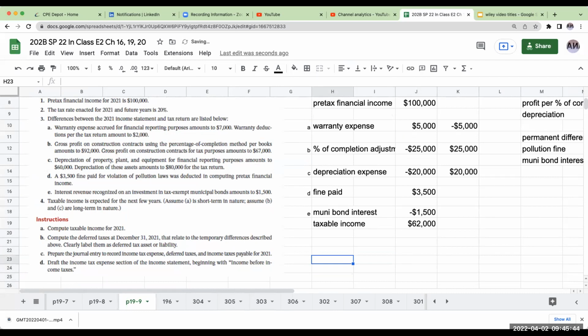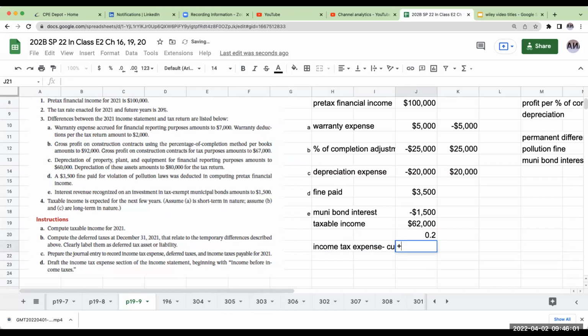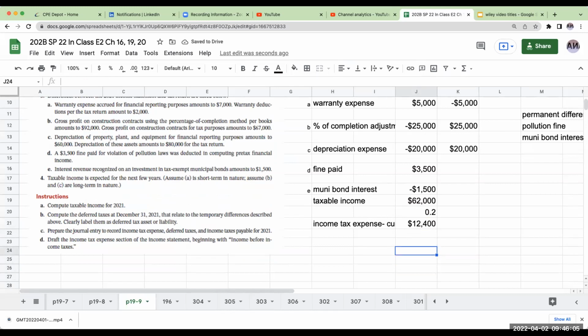Now, when it comes to handling this next part, the first thing I always want you to do is note that the tax rate is 20%. So my income tax expense current is going to be 12,400. So what we're going to do is start on the journal entry. We're going to jump directly to C because that's going to help us get to the answer they're asking for in B.